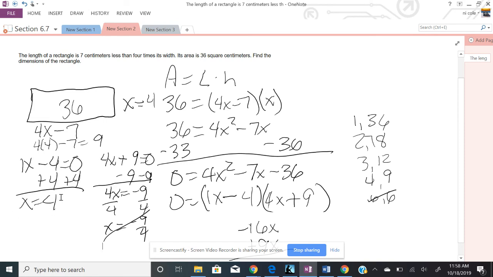not x equals 4. That's not what they're looking for. They're not looking for x. They're looking for the length, which is 9, and the height, which is 4. Make sure you put them in the appropriate box.